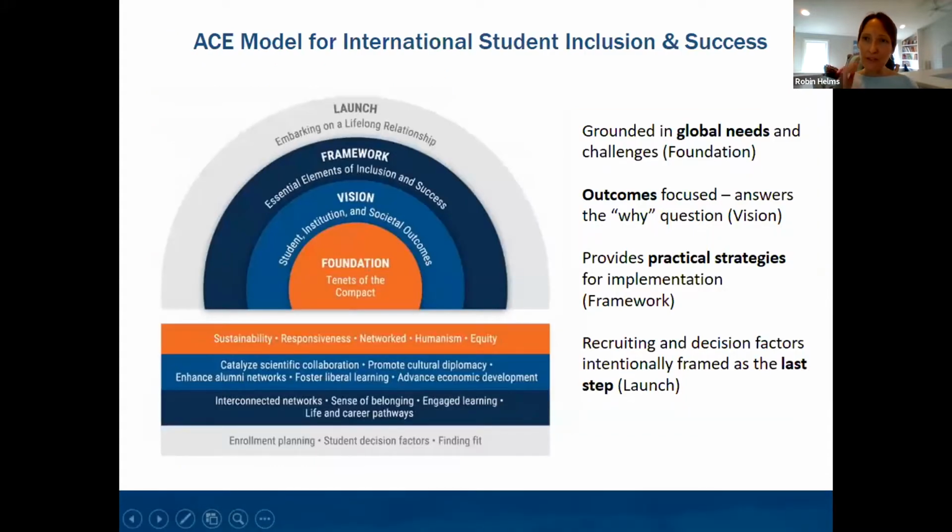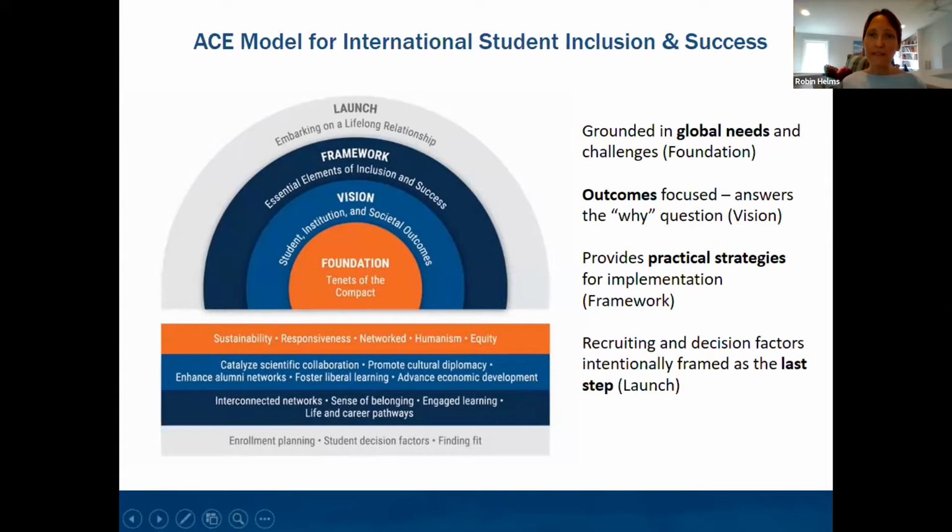So as Stephanie mentioned, the result of this project was the ACE model for international student inclusion and success. And this is all the report, and all this information is available on our website, and I'll pop a link into the chat in just a bit. But the model, again, much more detail in the report, but just a few key aspects of the model.